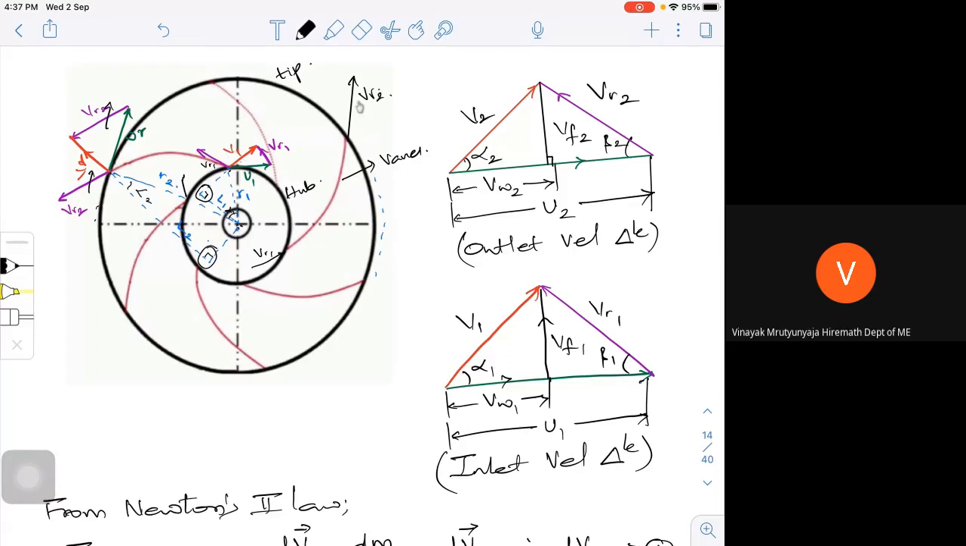I know the U. How to calculate U2 and U1? You know the formula: U is equal to pi d n by 60. If I want to calculate U1, I put d1; if you want U2, it is pi d2 n by 60. I'll get the corresponding magnitude and direction. What will the direction be? Direction is always tangent to the corresponding wheel.